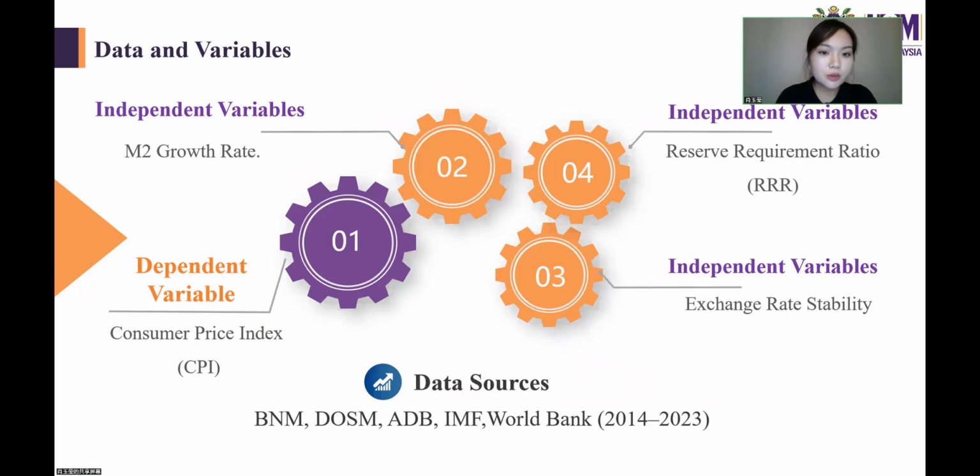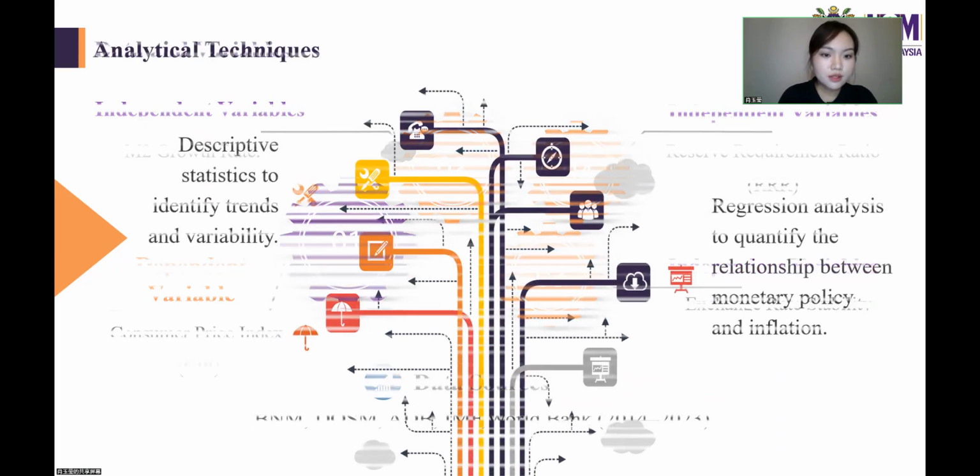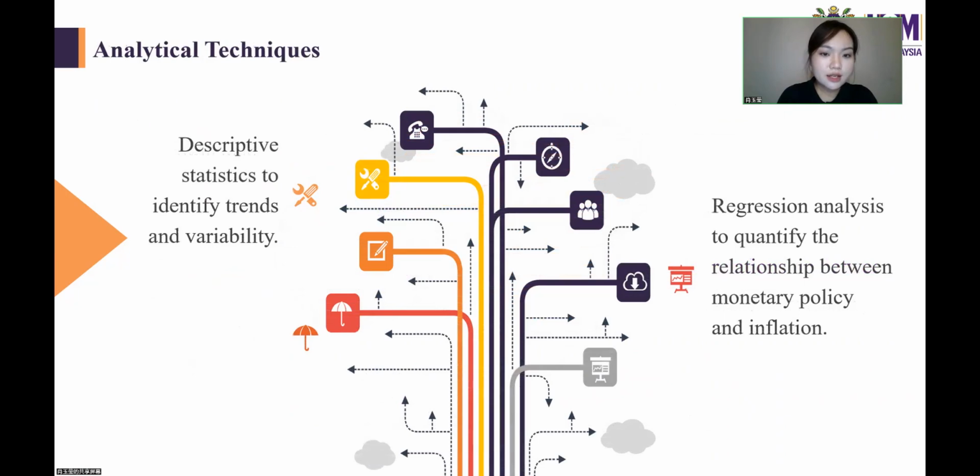We use data from reliable sources like Bank Negara Malaysia and the Asian Development Bank, covering the period 2014 to 2023. The dependent variable I focused on was the CPI. For the independent variables, I examined RRR, money supply growth, and the official exchange rate. With descriptive statistics and regression analysis, we explore how these variables interact.